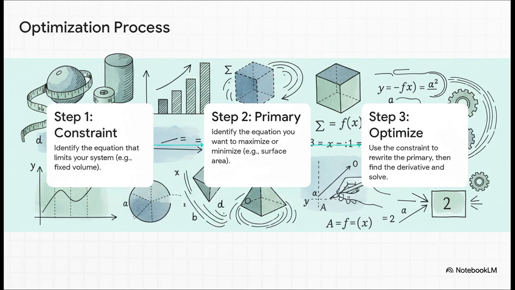This is basically the rule of the game, the thing that limits you, like a fixed budget or a set volume. Then, step 2, you identify the primary equation. This is your goal, what you actually want to maximize or minimize. And finally, step 3, you optimize. You use that constraint to rewrite your primary equation so it only has one variable, then you find its derivative, set it to 0, and solve. That's it. Constraint, primary, optimize.